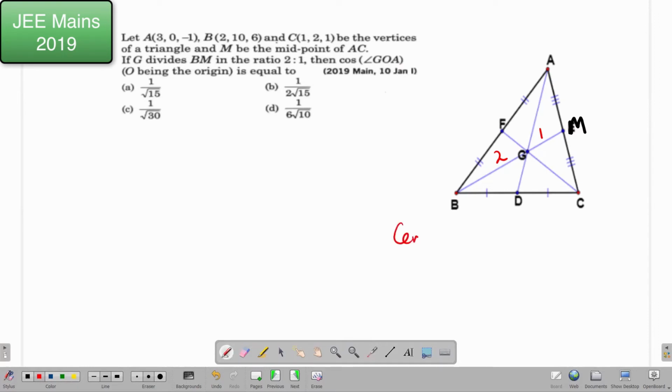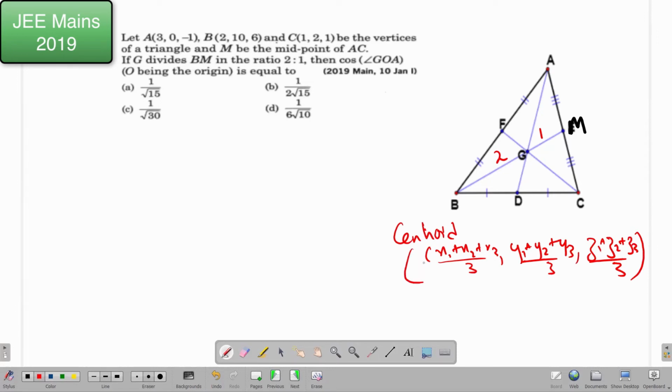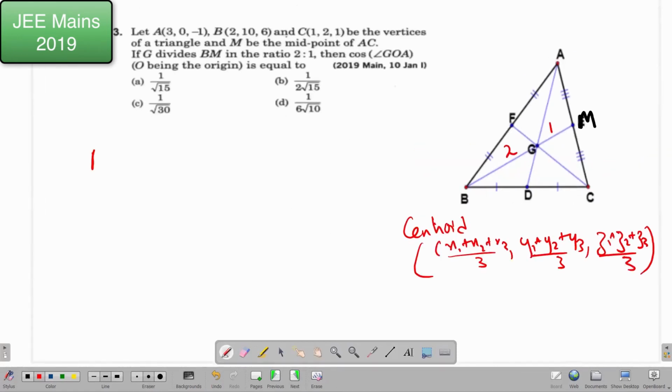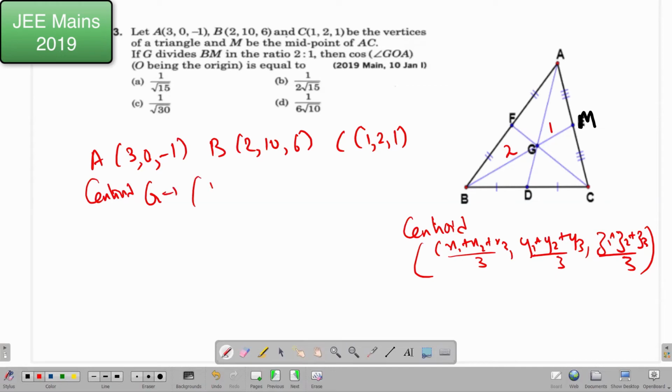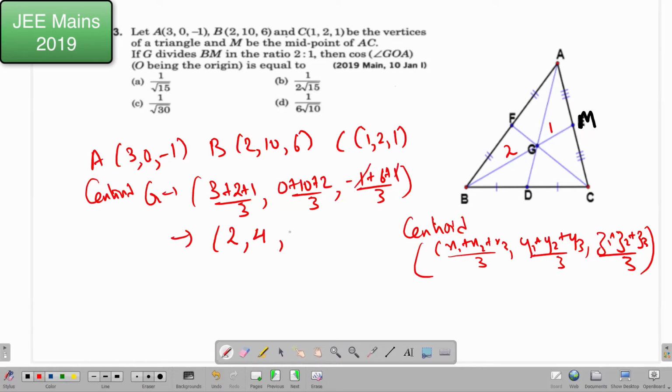As we know, the coordinates of the centroid are (x1 plus x2 plus x3) by 3, (y1 plus y2 plus y3) by 3, and (z1 plus z2 plus z3) by 3, if all three vertices are given to us. A is given here as (3, 0, minus 1), B is (2, 10, 6), and C is (1, 2, 1). So the coordinates of the centroid G using the formula come out to be 6 upon 3, that is 2, 12 upon 3, that is 4, and 6 upon 3, again 2. So these are the coordinates of centroid G.